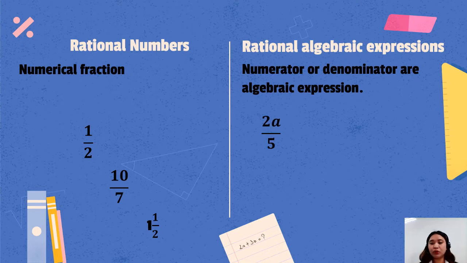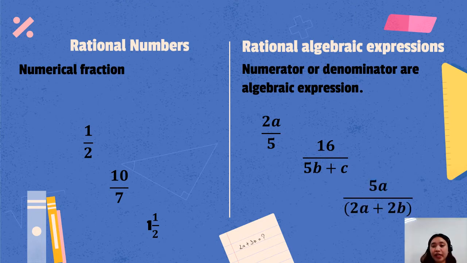So for example, 2a over 5. Our numerator is an algebraic expression. Since it is 2a, we have a coefficient of 2 and a variable of a. Next, we also have 16 over 5b plus c. Our numerator is a whole number which is 16. The denominator, or the lower part, is 5b plus c. So we have a coefficient of 5 and variables b and c.